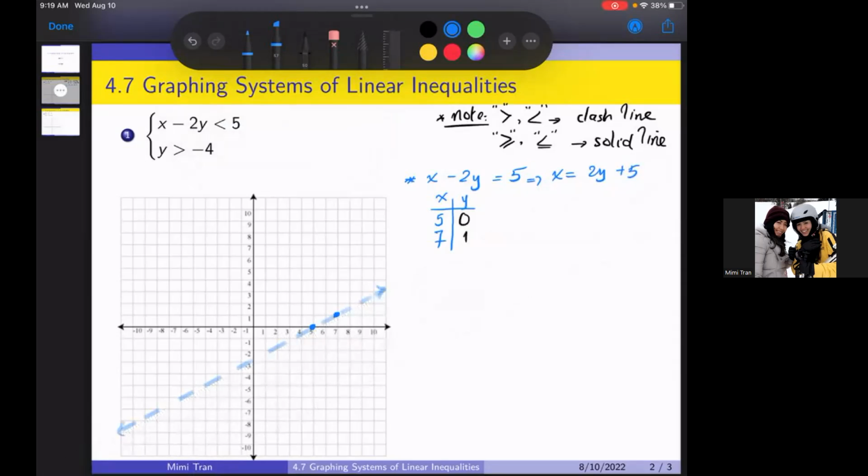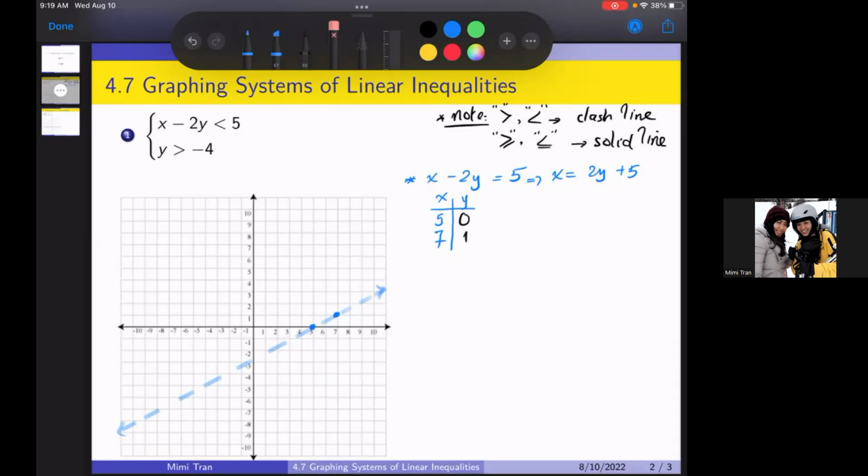Now, like I said, because it's an inequality, this dashed line right here is the boundary line, but we want less than 5. So how do we know which region to shade? Is it gonna be this region or this region? I don't know. So one way you can do it is to test a point. My favorite is (0, 0), right?